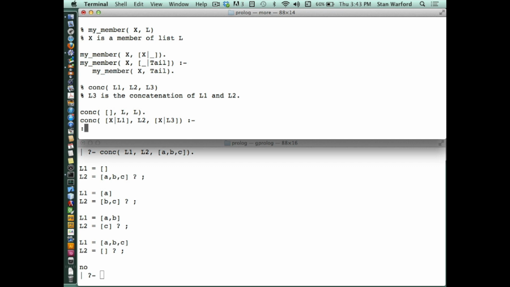Mm-hmm. So if you concatenate that with L2 and you get X vertical bar L3, X in front of L3, that will succeed if what? Oh, come on. Please get this.